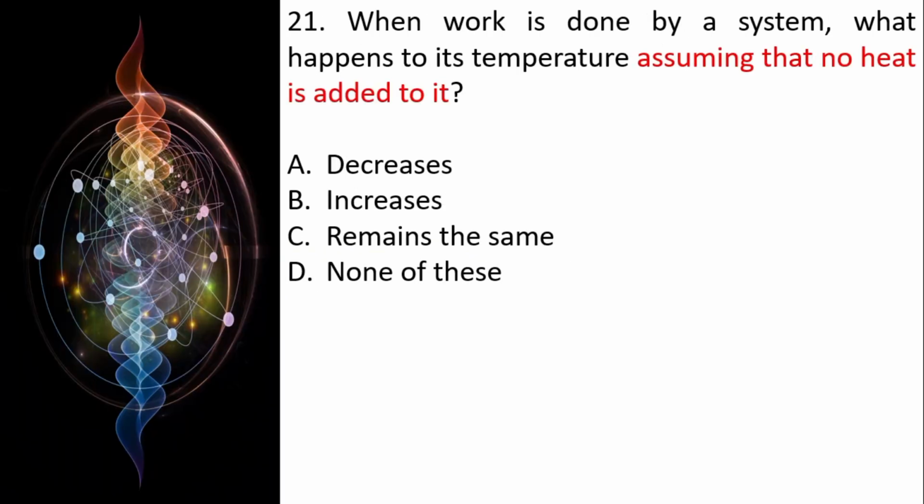21. When work is done by a system, what happens to its temperature assuming that no heat is added to it? Okay? So, work is done by a system. What happens to its temperature assuming that no heat is added? So, if no heat is added, the temperature will surely decrease. So, letter D. The work is already done by the system. However, there is no addition of heat. That means the temperature will decrease.